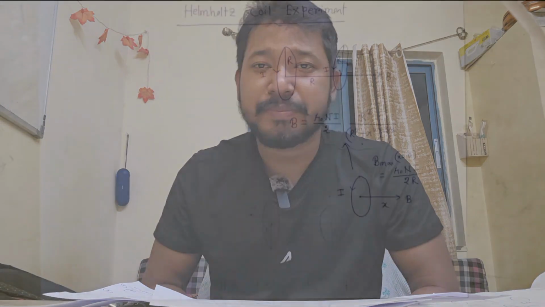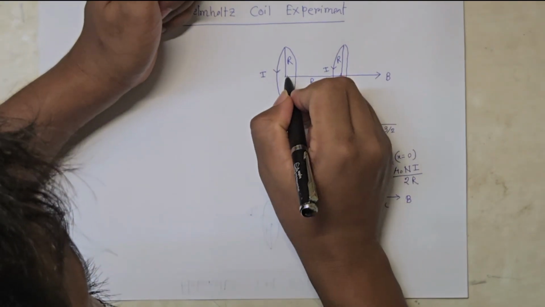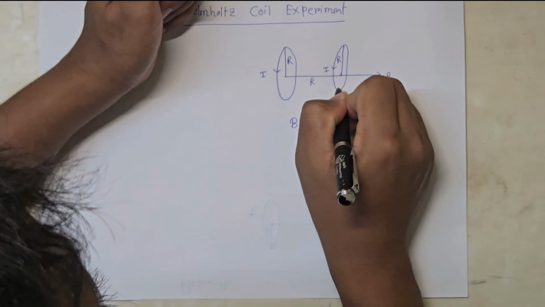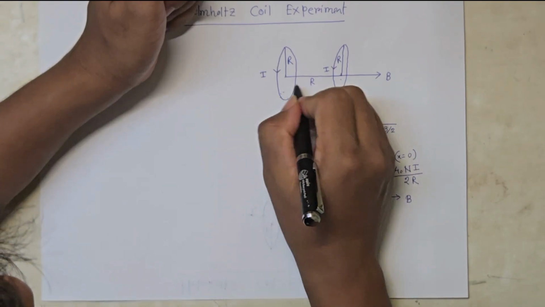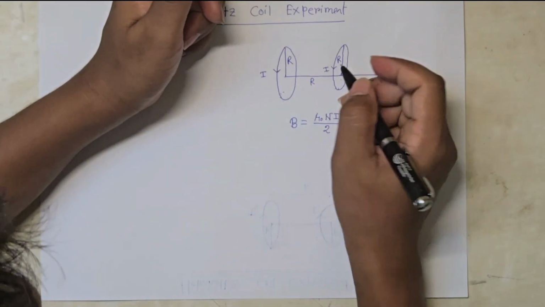So let's go. What is a Helmholtz coil? A Helmholtz coil is two coaxial coils, each having number of turns capital N, and both coils are identical, and they are placed at a distance capital R equal to the radius. So due to that, what happened?